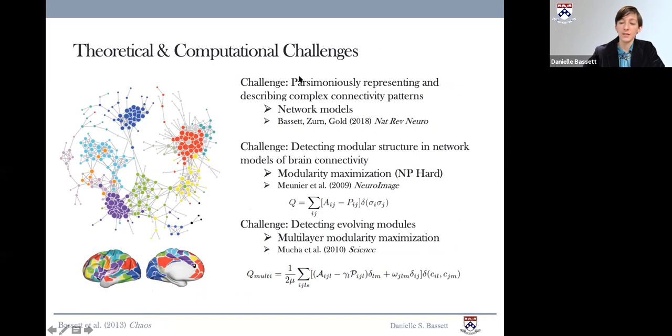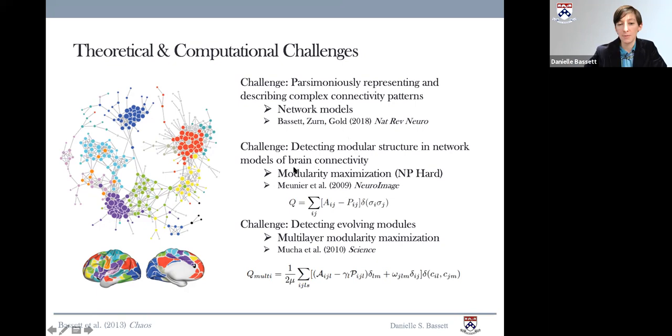The first one is the challenge of parsimoniously representing and describing complex connectivity patterns. And as we've seen through the last case study and through the introduction, we can do that with network models. And that's a new paradigm, a new perspective in the field of neuroscience, that we can represent the whole brain, not just study single regions, but represent the whole brain as a pattern of connectivity and understand its organization.